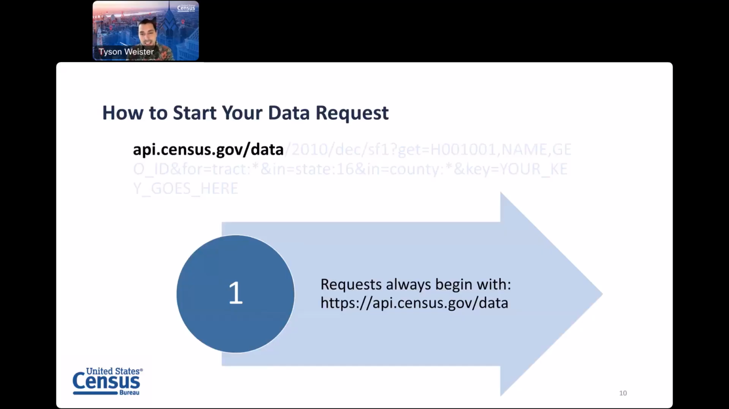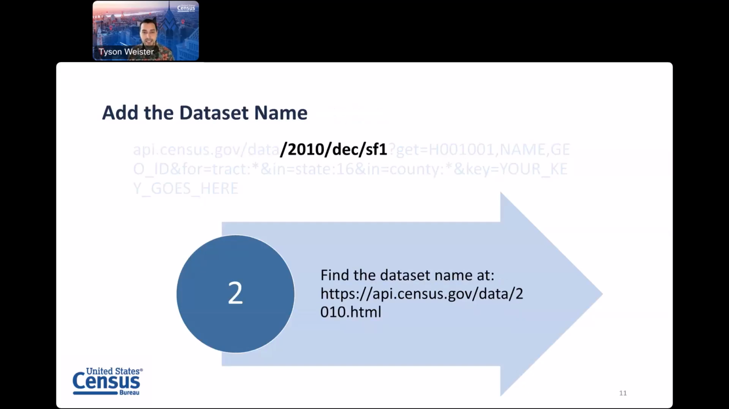There are 7 different steps that we've laid out here. The first is every API data request begins with api.census.gov/data. Next, you'll put in the dataset name. So in this case, I have /2010/DEC/SF1. So this is an example that comes from the 2010 decennial census summary file 1.